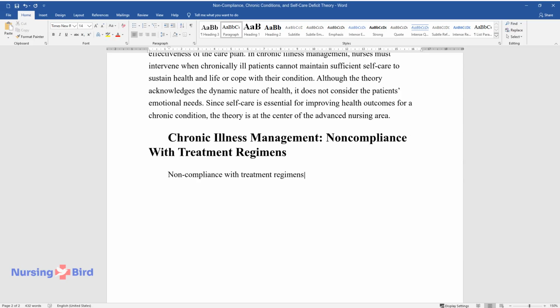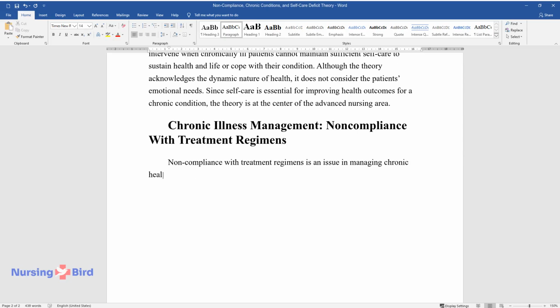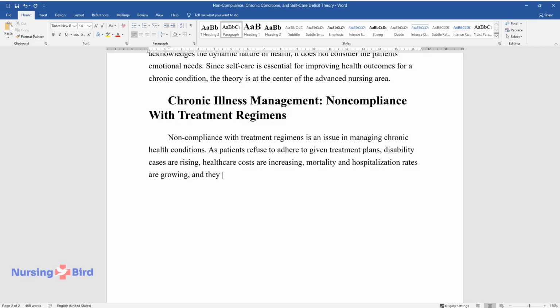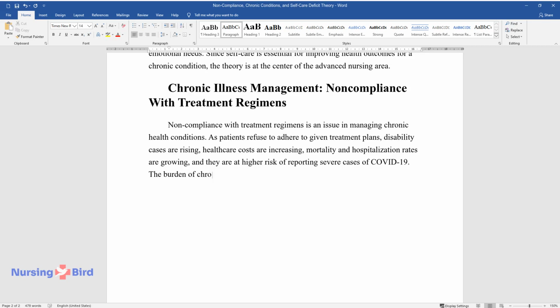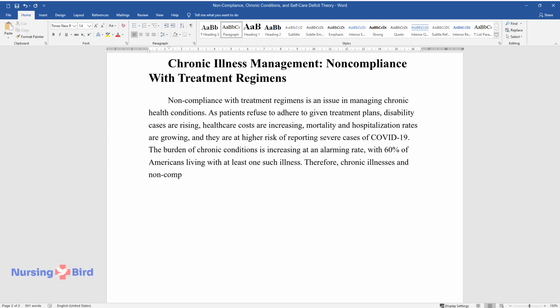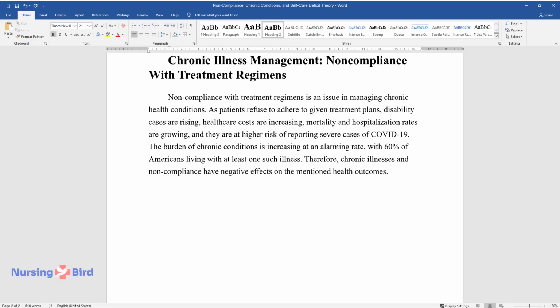Noncompliance with treatment regimens is an issue in managing chronic health conditions. As patients refuse to adhere to given treatment plans, disability cases are rising, healthcare costs are increasing, mortality and hospitalization rates are growing, and they are at higher risk of reporting severe cases of COVID-19. The burden of chronic conditions is increasing at an alarming rate, with 60% of Americans living with at least one such illness. Therefore, chronic illnesses and noncompliance have negative effects on the mentioned health outcomes.